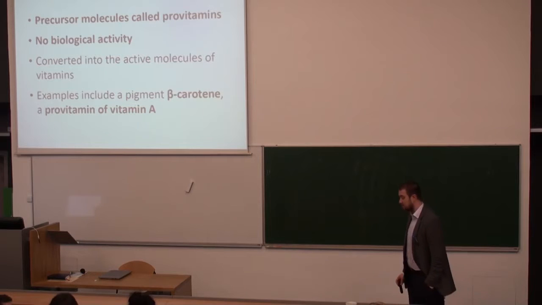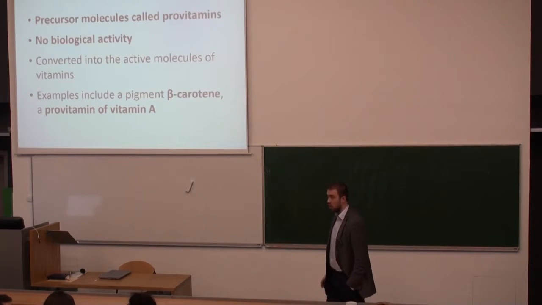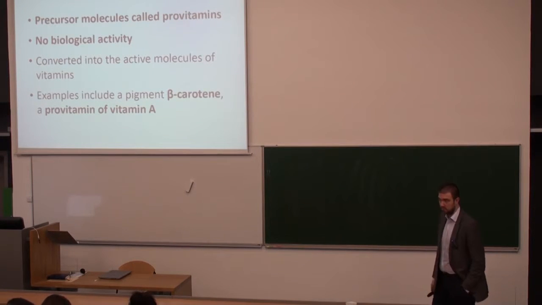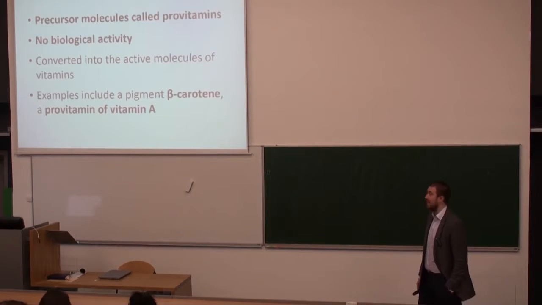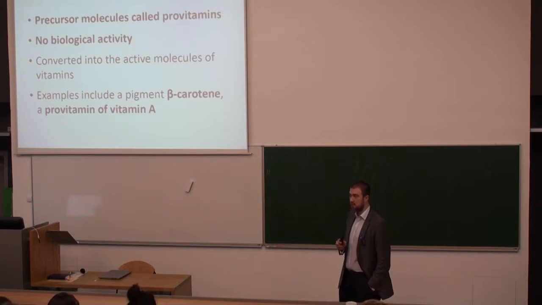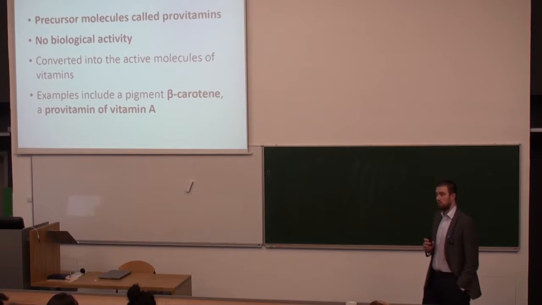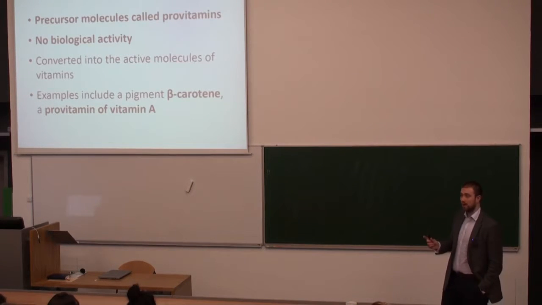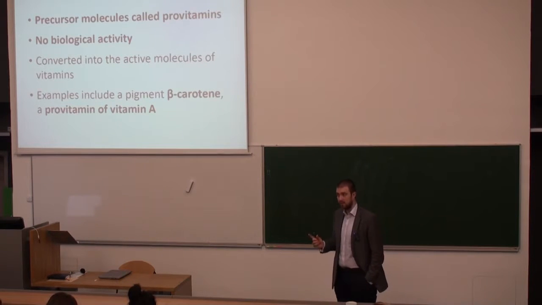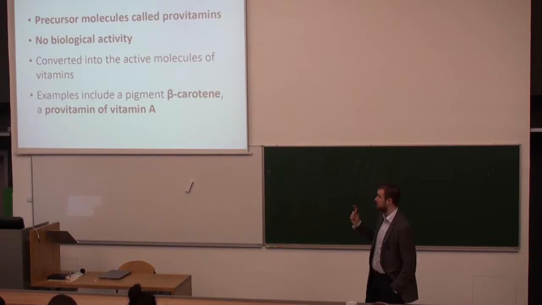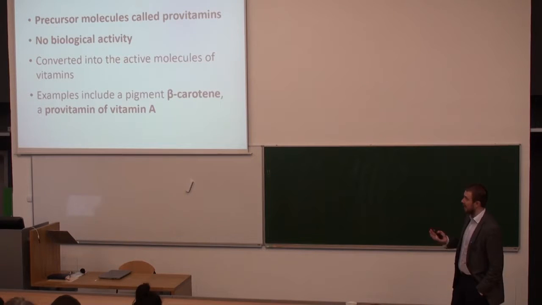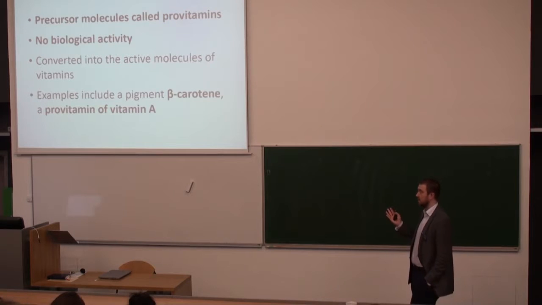And the last, that's the provitamins. As you know, we have the vitamins, and vitamins are typically converted to active compounds, typically active enzyme cofactors. Then we can have compounds that are precursors of vitamins. That means that our body is able to produce from some compound a vitamin molecule. These provitamins, they have no biological activity, but once they are converted to the active vitamin, they can show this biological activity.